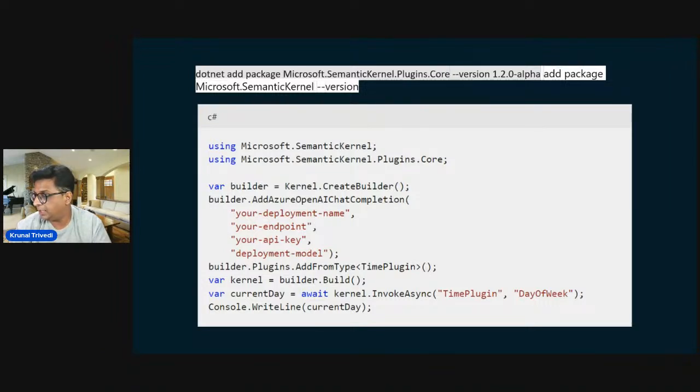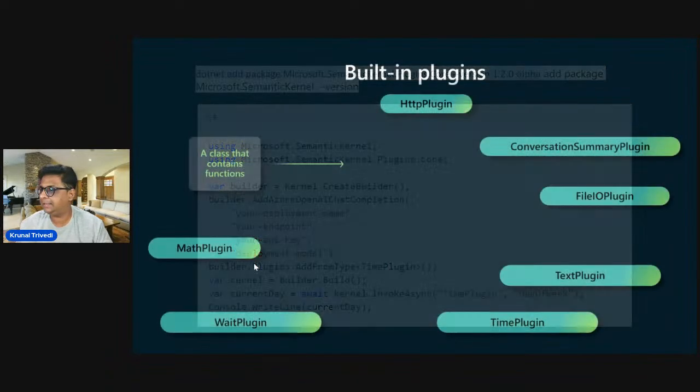So look at the function here. I use the Semantic Kernel InvokeAsync function, which takes two parameters: the plugin name and the function of the plugin that you are going to use. Let us see it practically. So let's see the demo now.